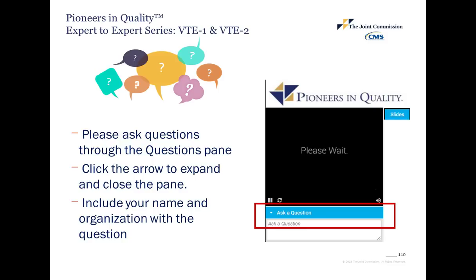Thank you. This next question comes from Faith Colin from UPMC. Does the venous thromboembolism diagnosis make a difference for POA or not POA? And for those of you who don't know what POA means, that's present on admission. Both VTE-1 and VTE-2 measures do not look for present on admission as part of diagnosis.